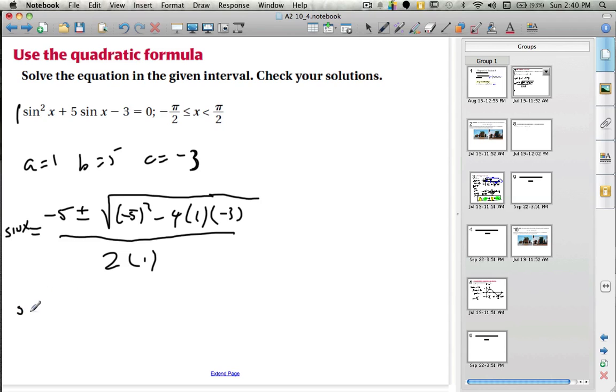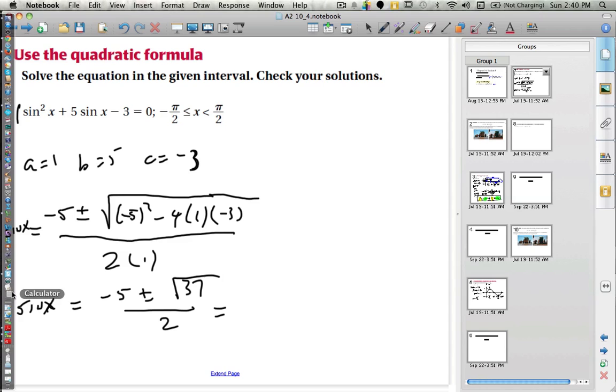Okay, and if I go through and find sine of x is equal to -5 plus and minus, I'll have 25 plus 12, that's going to be 37. Root 37 over 2. So I'm going to have to come up with a function here, right? Where I'm going to need to pull out my calculator now and come up with a decimal for this. So let's go ahead and do that.